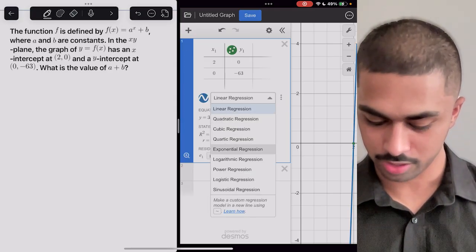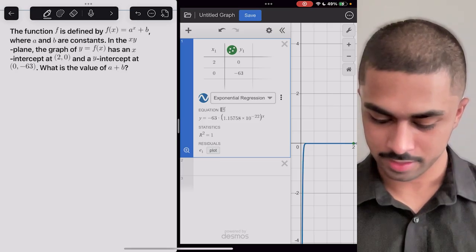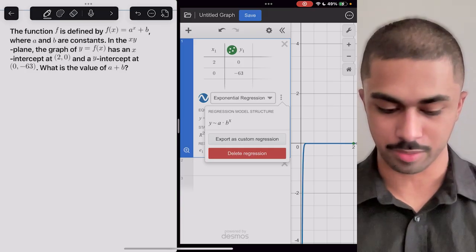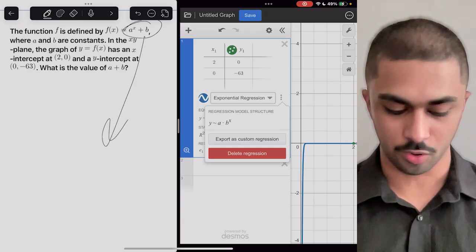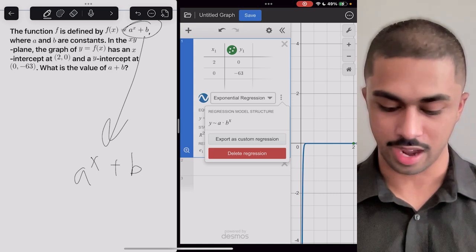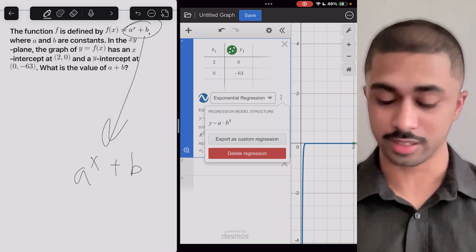and then you go to exponential regression, the problem is that this form, y equals a times b to the power x, is not the same form as this. We need a to the power x plus b, not times. Oh, I guess it's a completely different form then.